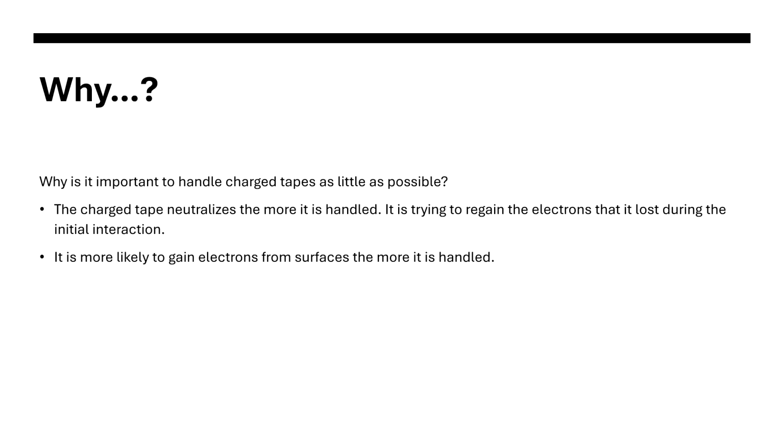And lastly, why is it important to handle charged tapes as little as possible? As a charged tape interacts with its surroundings, including hands, it attempts to gain back the electrons it lost to reach electrical equilibrium, which reduces the effect of the experiment and creates more sources of error.